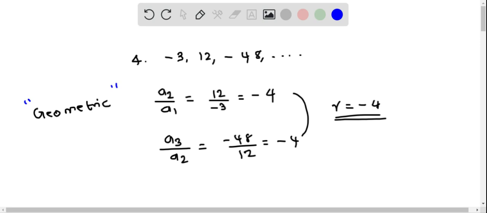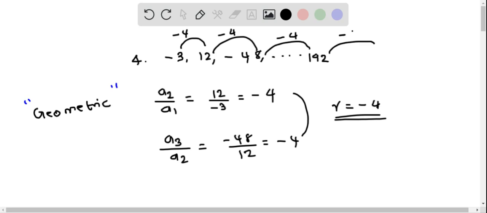Now let's find the next two terms of the geometric sequence. Clearly we can see that we get this 12 when we multiply this negative 3 with negative 4, that is the common ratio. And also this negative 48 is obtained when we multiply 12 with this common ratio negative 4. And likewise, to get the next two terms, we should multiply the previous term, that is negative 48, with negative 4, and this equals positive 192.